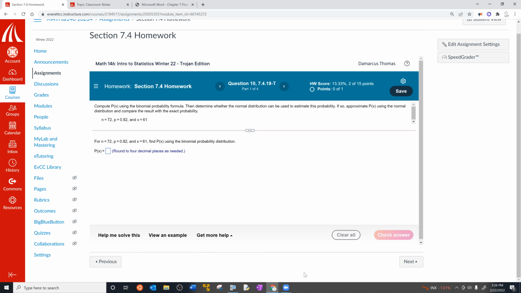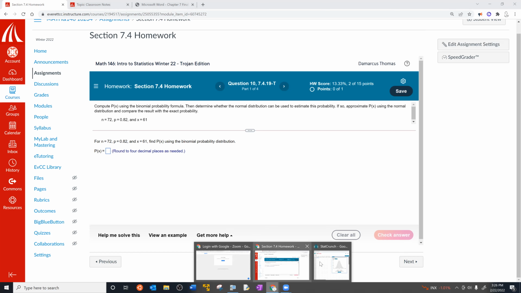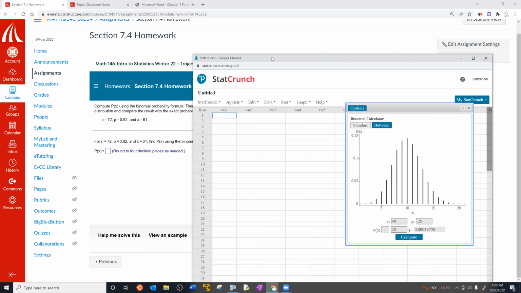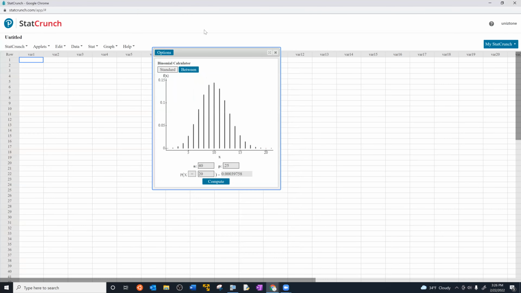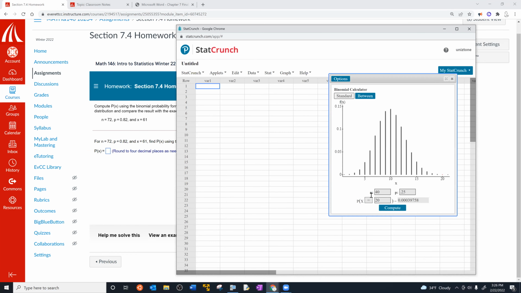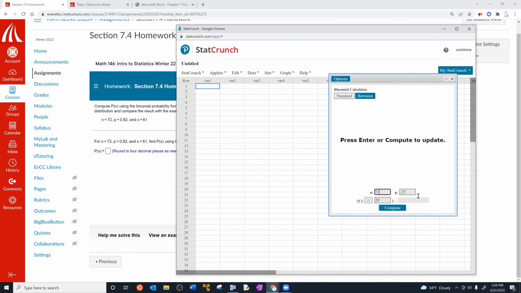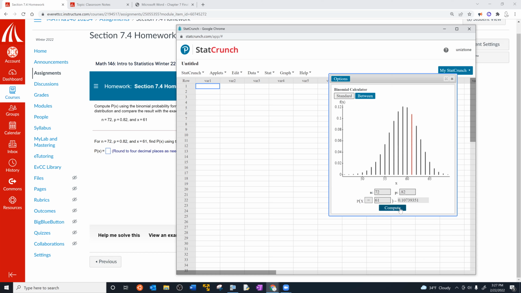So we're going to go back to StatCrunch, and we're going to use that calculator one more time. This time the n is not 40. The n is 72. The probability is 0.82. And we're going to exactly 61. Compute, and we got 0.1074.